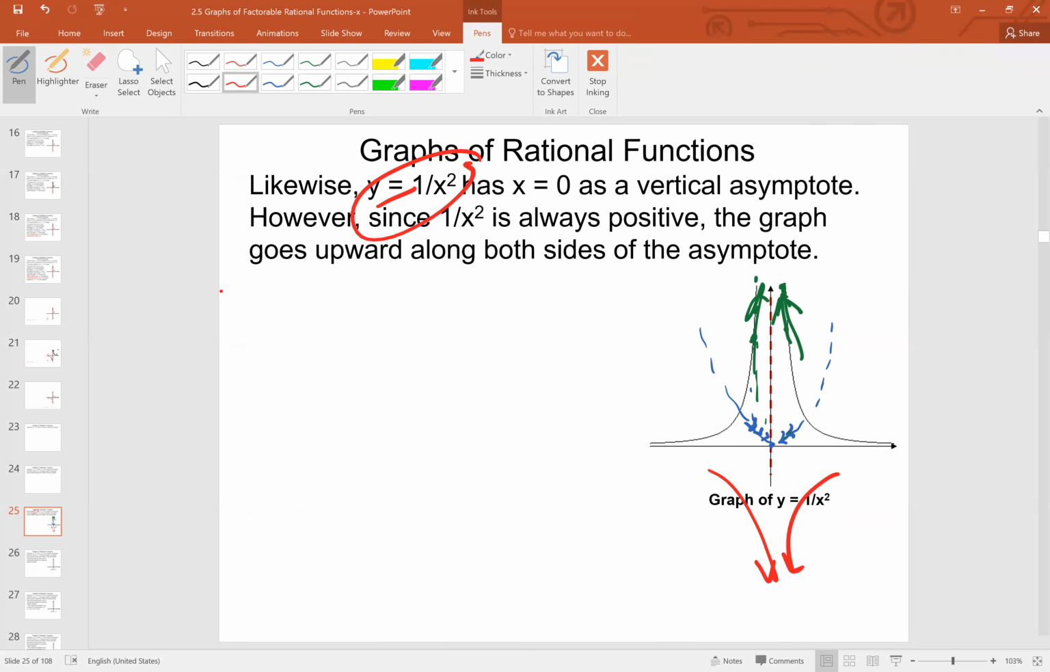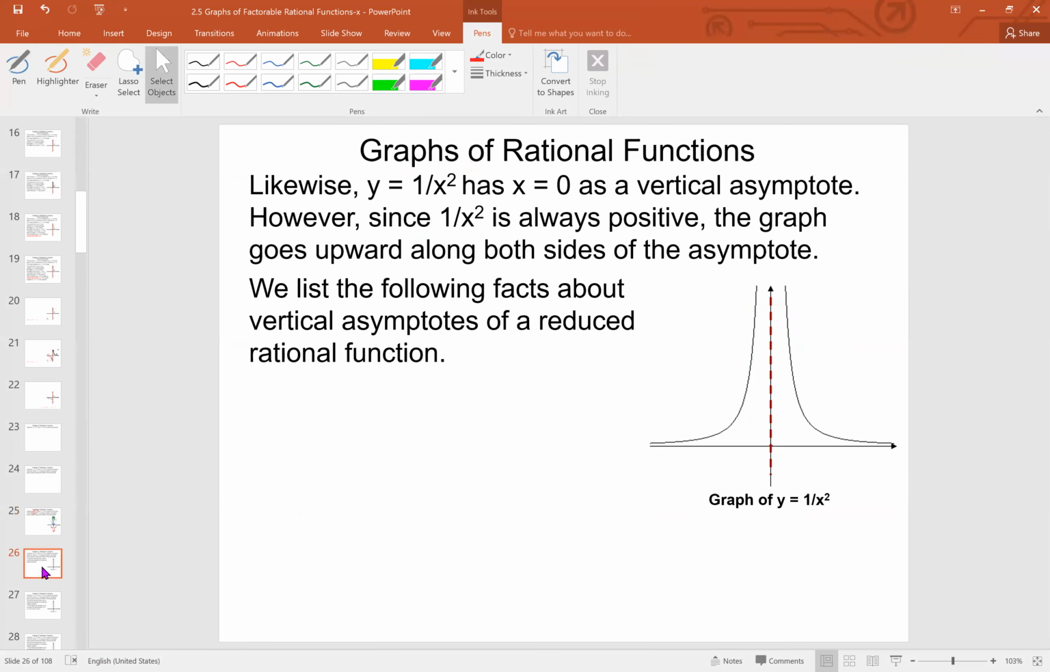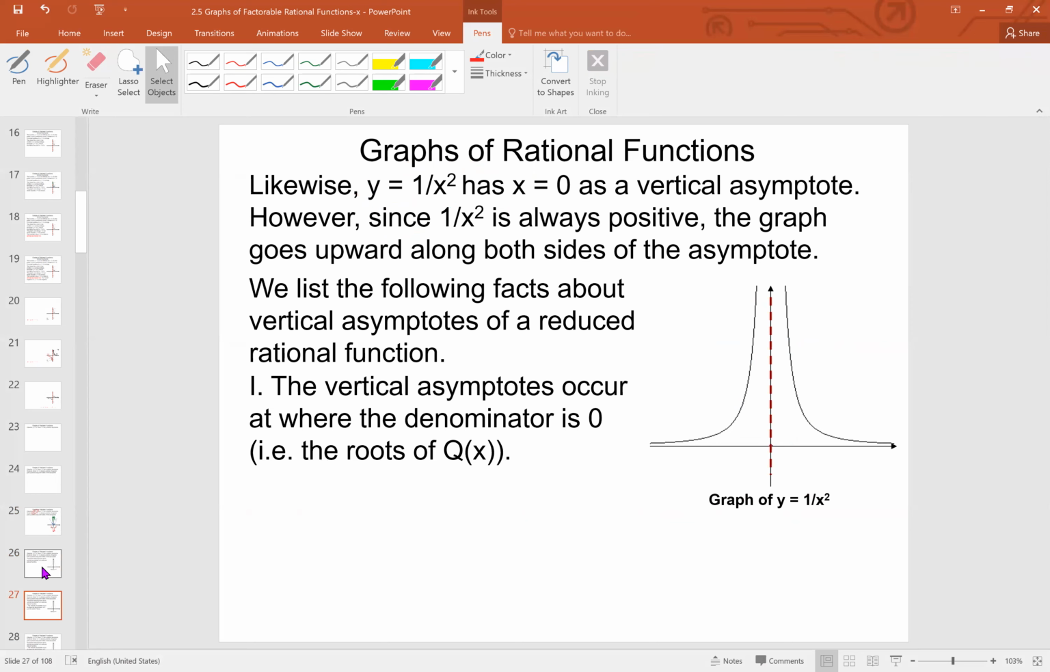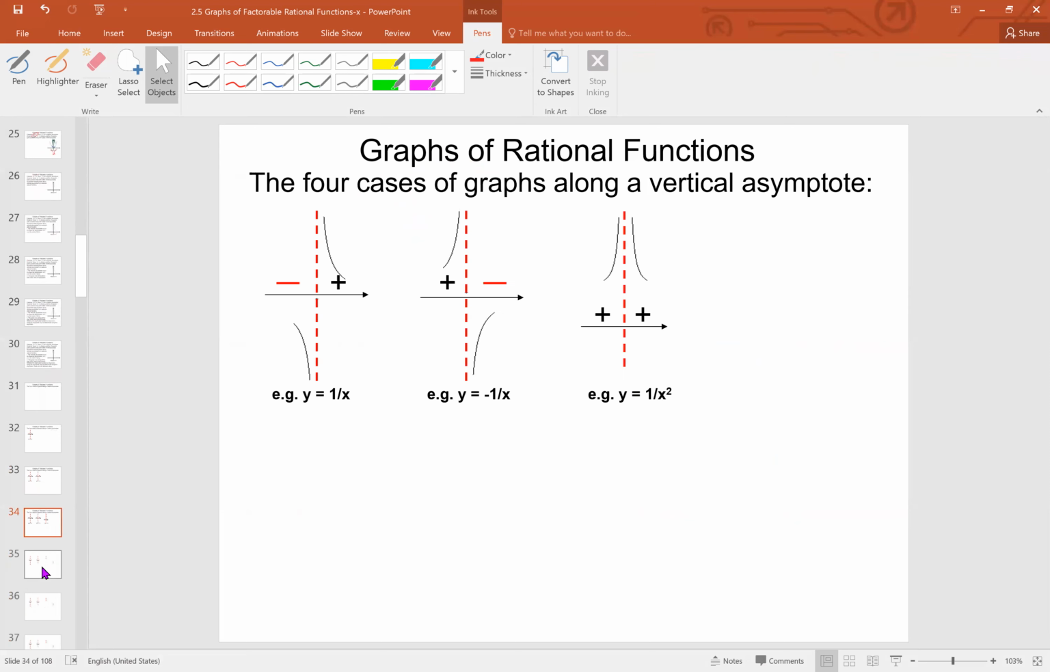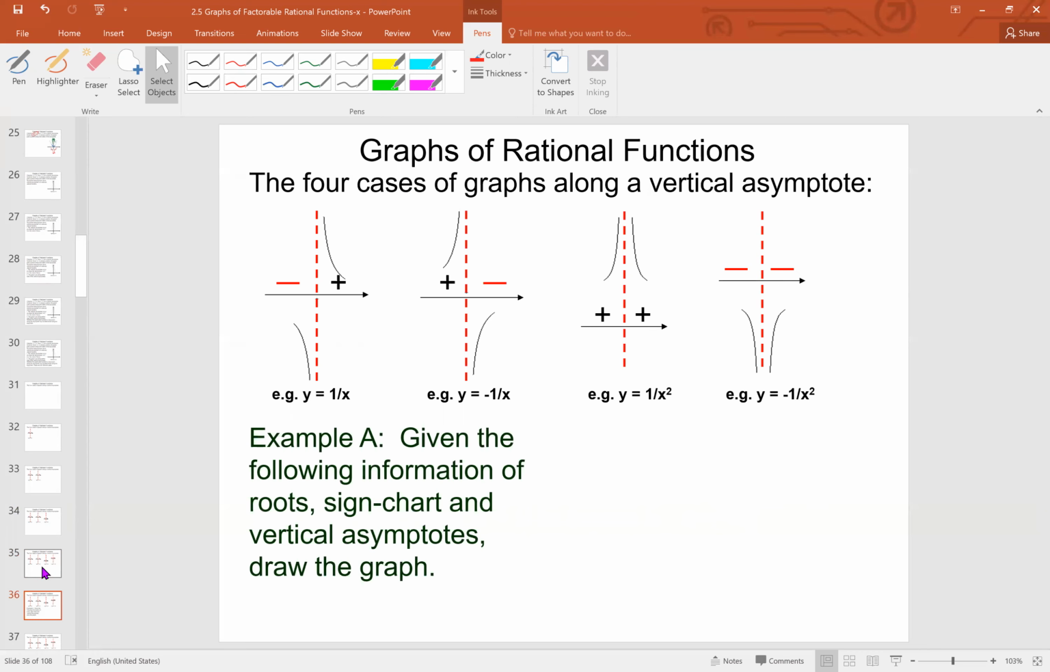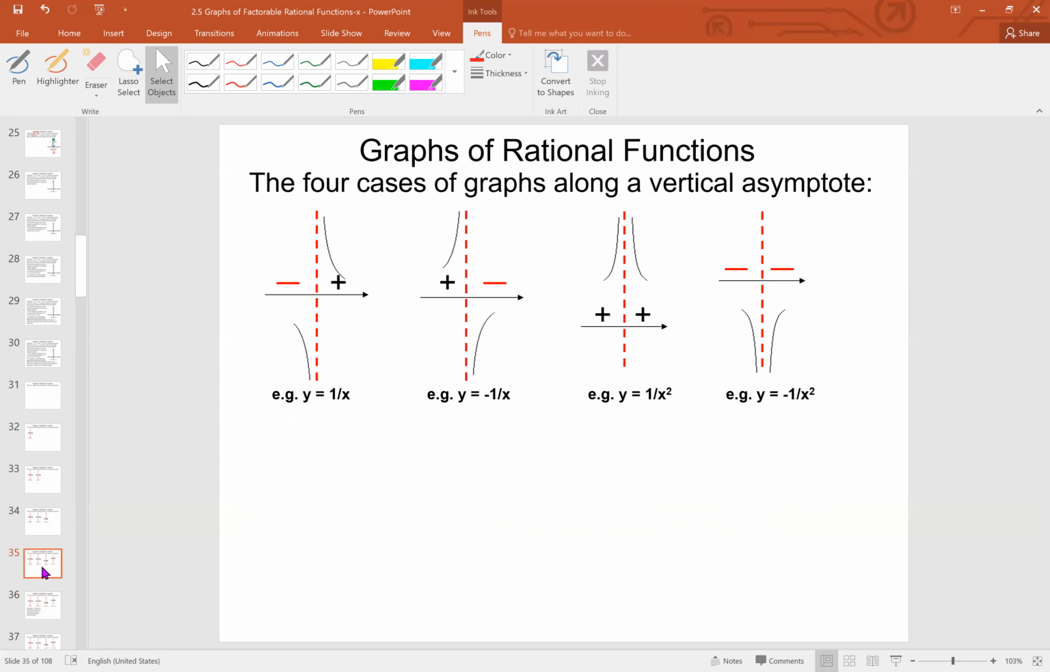Okay. Now, how do we put these together to extract the graph of a rational formula? Well, first, let's look at the 4 different cases, depending on the sign and on odd power or even power. These 4 different cases depend on positive and negative, right? So the reciprocal of 1 over x, minus 1 over x, 1 over x squared, minus 1 over x squared.